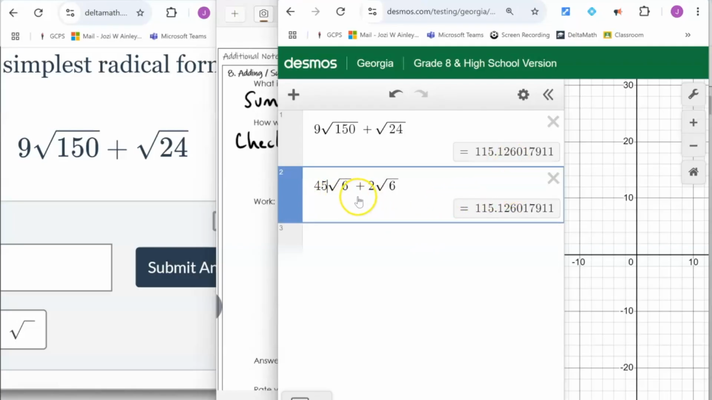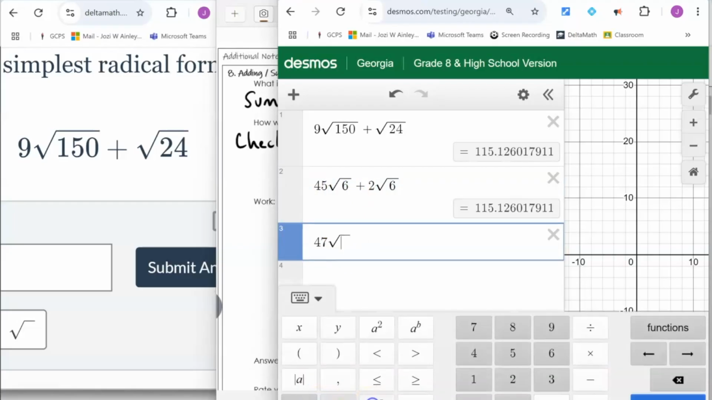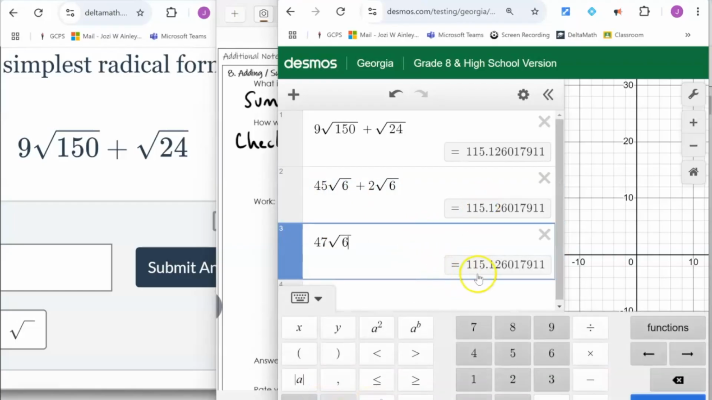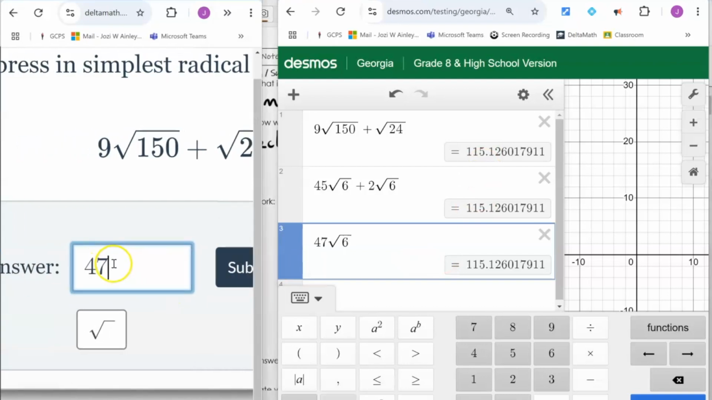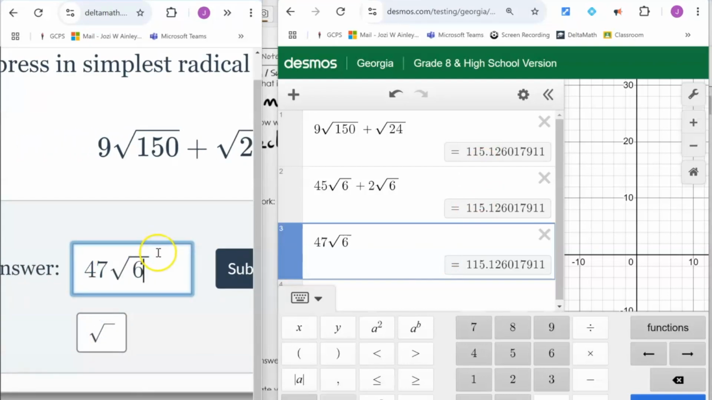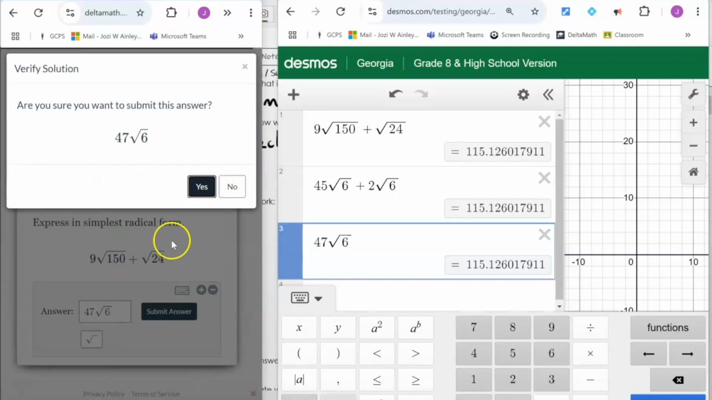It's the exact same question as the one before, right? It's like having 45 apples plus 2 apples. So just think of it that way. What is 45 apples plus 2 apples? It is 47 what? Apples. So now I'm going to replace this with 47. And what am I calling an apple? Radical 6. Boom. I am good. So this has been simplified to 47 radical 6. Hit submit, and you should be good to go.